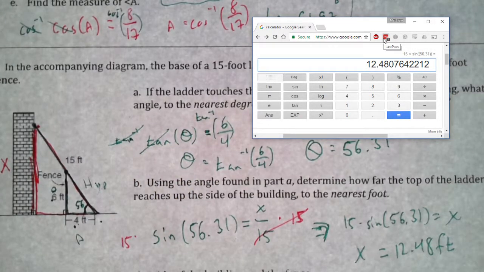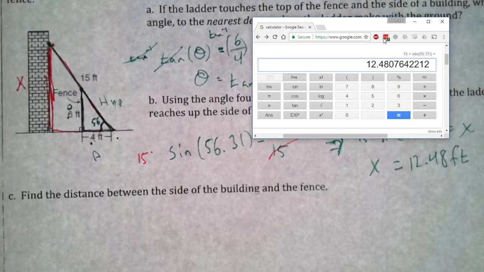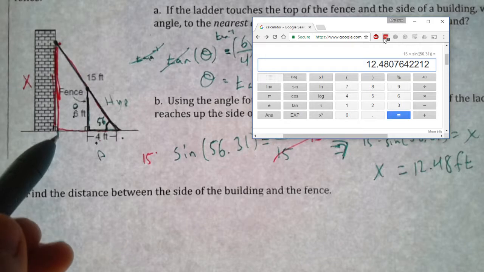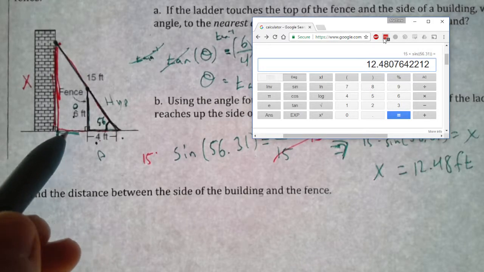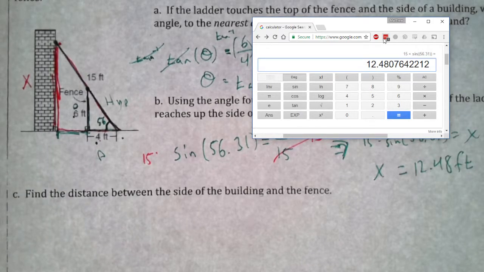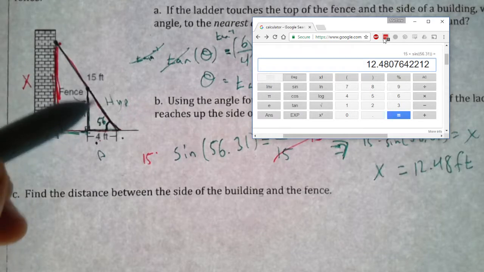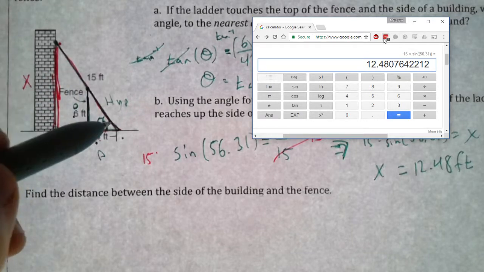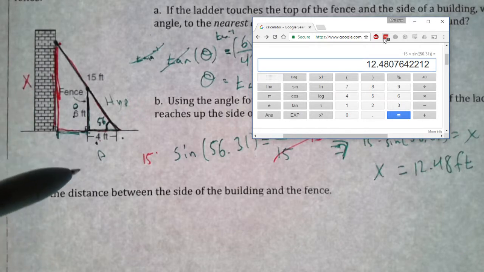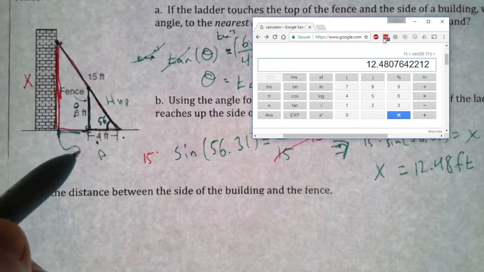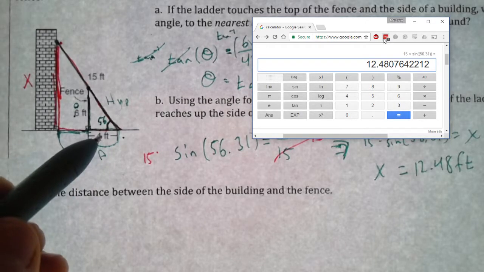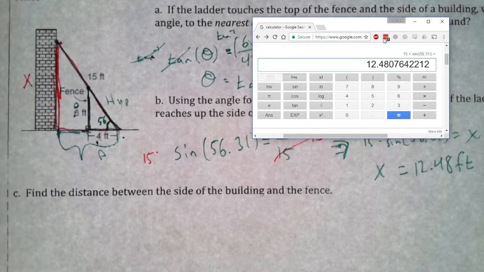All right, we're almost done. Finally, it wants to find the distance between the side of the building and the fence. Now, if I look at the shape that makes, it's a quadrilateral, it's not a triangle. But I still do have that bigger triangle, and I have this 4 feet here. If I find this entire side and then take away 4, I'll figure out what's over there.